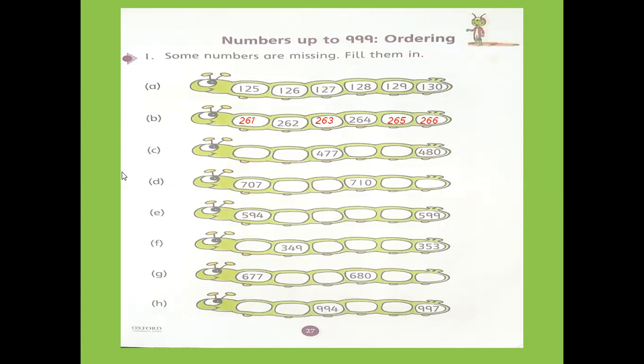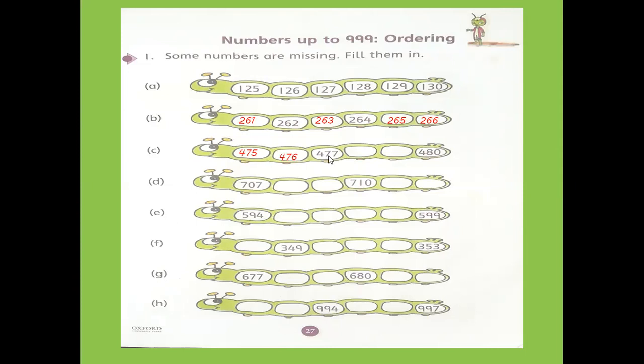Okay. C part. First missing, second missing, third, 477. So before 7, what comes? 6. Before 6, what comes? 5. It means here 475. Very easy. 475. And after 5, 6, so here will come 476.